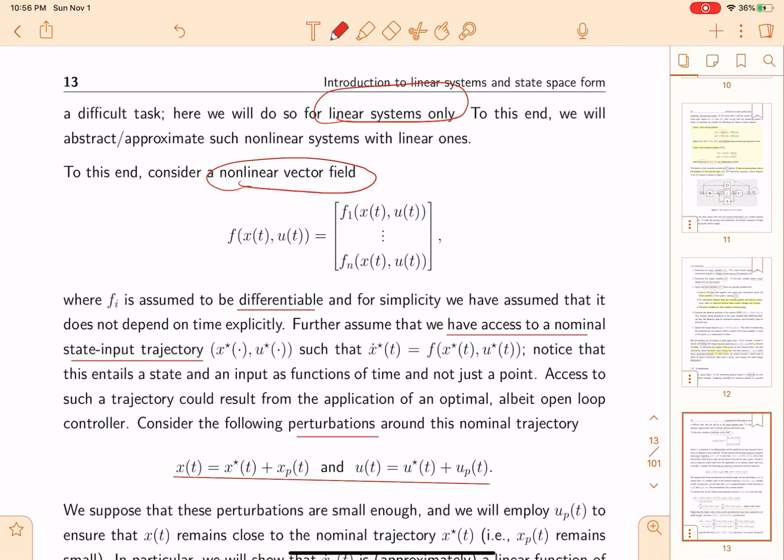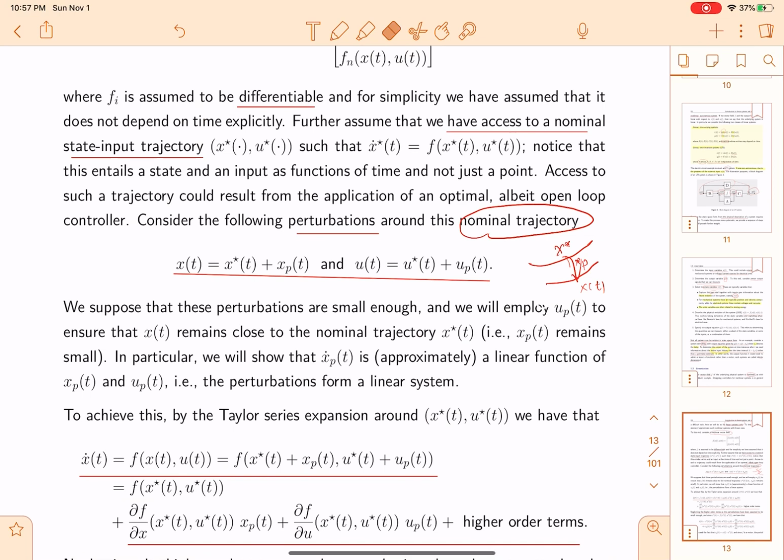Then we will consider a perturbation set around its nominal trajectory. So this is nominal, and this is a perturbation here. So this will be x star, x p, and this is x t. We suppose these perturbations are small enough, so we can ensure that x t remains close to the nominal trajectory.